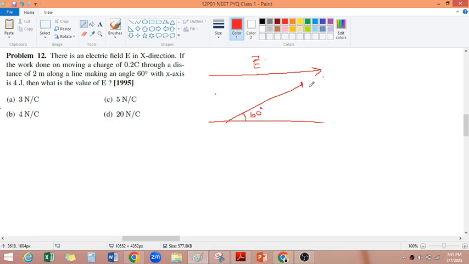So you are moving the 0.2 coulomb charge through a distance of 2 meter, from, let's say, point A to point B, along this line. The work done to move here is 4 joule. Then what is the value of E? Which formula comes to your mind? Electric field, work done.